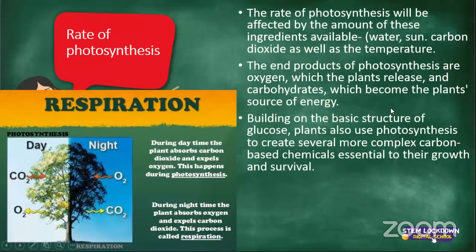Now, building on the basic structure of glucose, plants also use photosynthesis to create several more complex carbon-based chemicals essential to growth and survival. All right, so very, very important. Plants rely on other complex chemicals in order for them to survive. Just like human beings, we cannot just survive merely on eating carbohydrates. We need to balance everything out. Could be your vitamins and minerals, could be your proteins and all the other food groups that we spoke about last week.